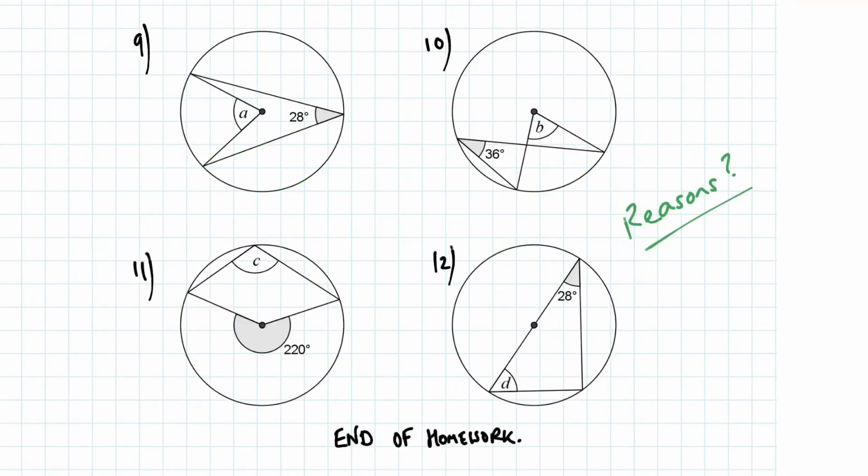Question 9, and in fact 9, 10, 11, 12, they're all circle theorems. They're quite easy ones. So not only are you finding the angles, you are going to give me a reason for each one, please. A proper GCSE sentence telling me why your angle is the size that it is.